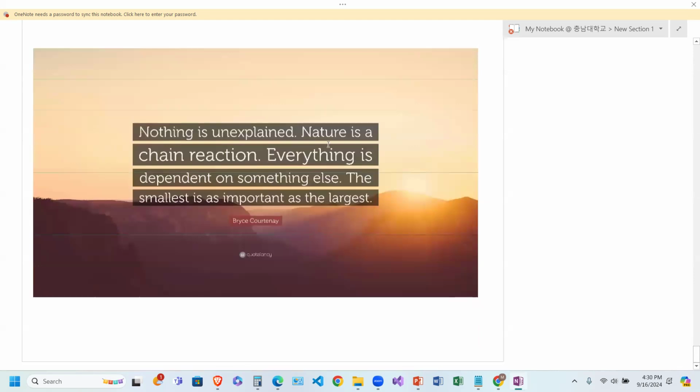Remember, let's try to end today's lecture by saying that nothing is unexplained. Nature is a chain reaction. Everything is dependent on something else. The smallest is as important as the largest. When you look at the sun, the moon is dependent on the sun. The plants, the crops, the greens that we have, are dependent on the sun and also dependent on the soil. So everything is interdependent. So nothing is unexplained. Thank you very much.